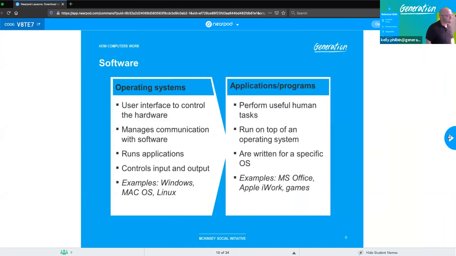Software. You have two basic kinds. You have your operating systems, and then your applications and programs that run on top of your operating systems.